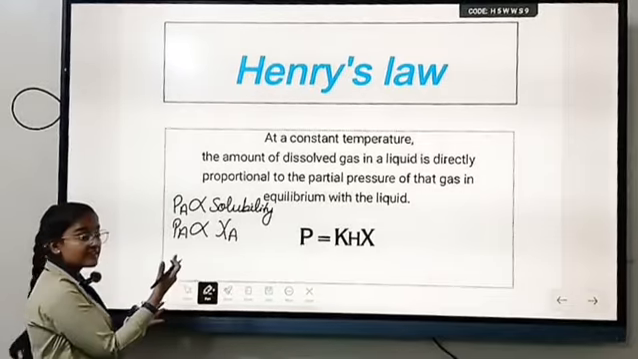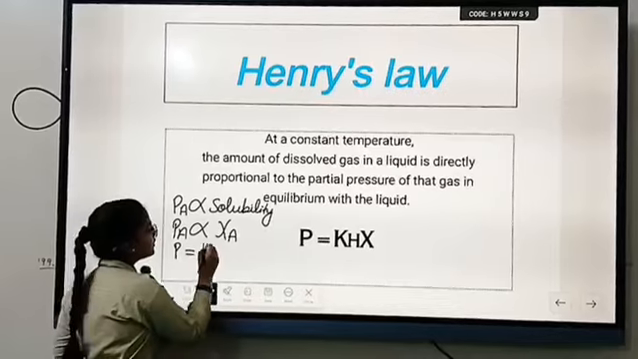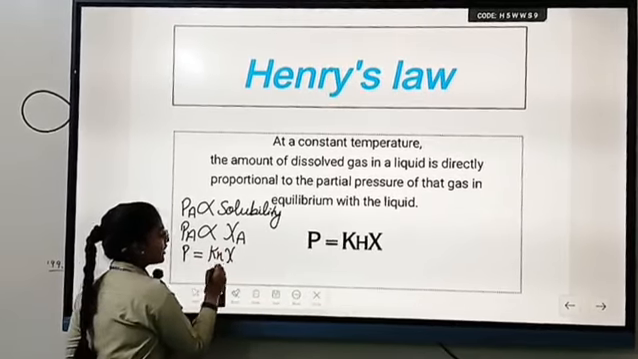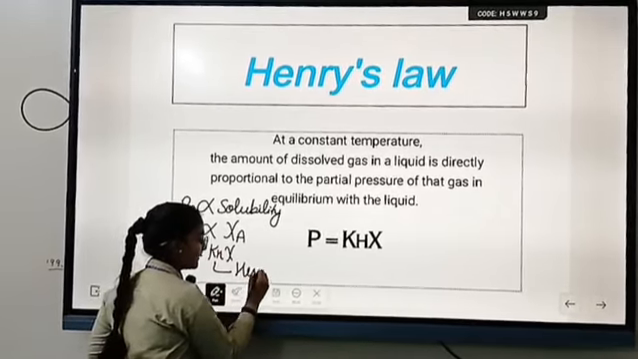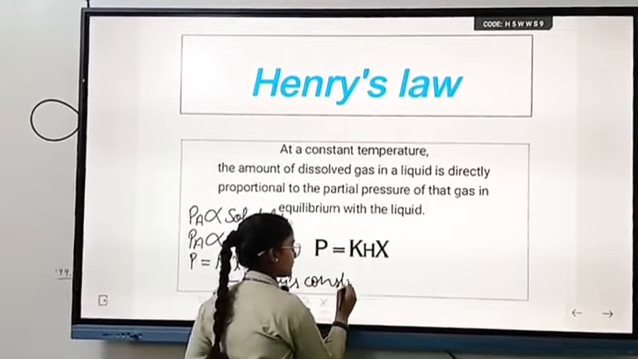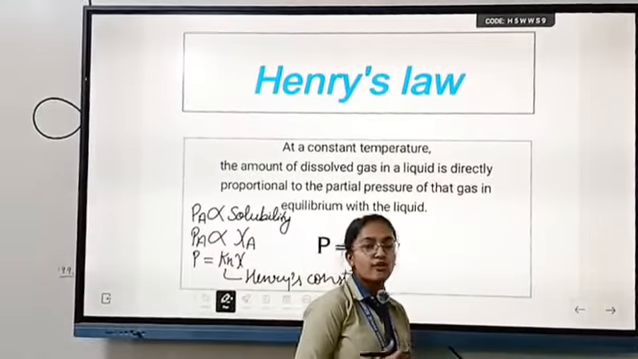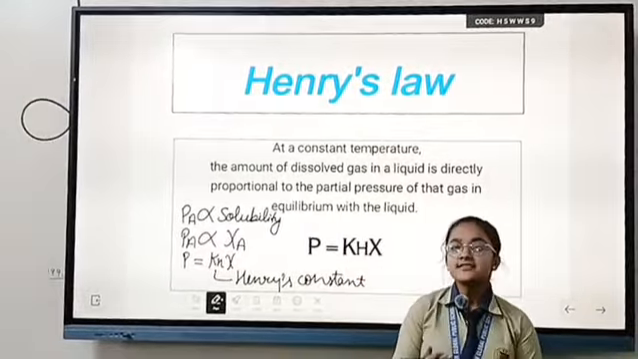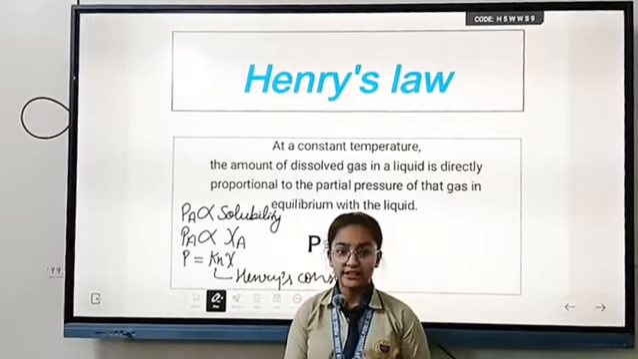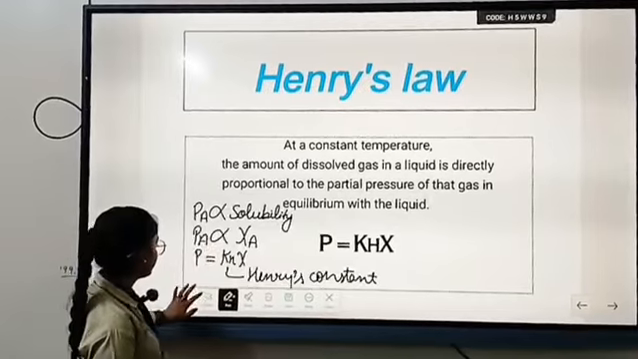If we remove this proportionality sign, then it becomes partial pressure is equal to kH times zeta, where kH is Henry's constant. If we define Henry's constant in terms of solubility and pressure, then it is called Henry's law volatility constant. So there are some limitations of Henry's law.